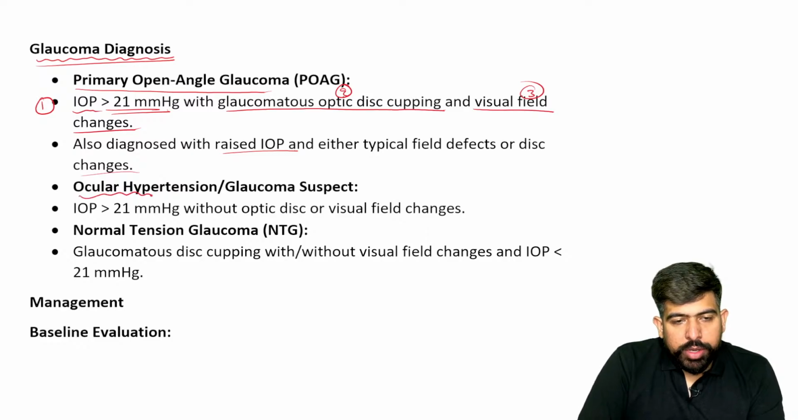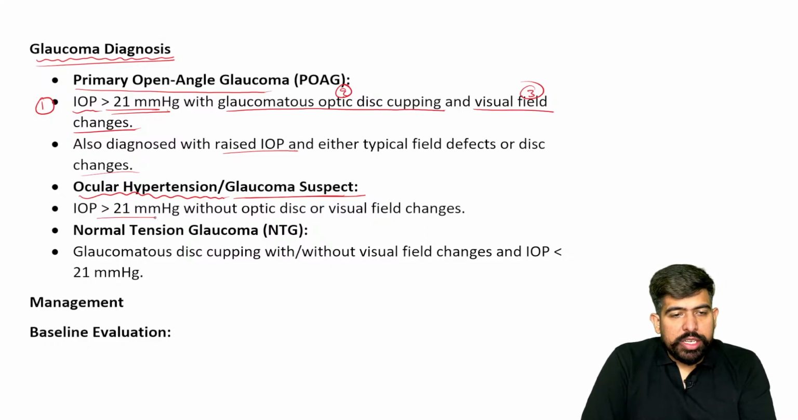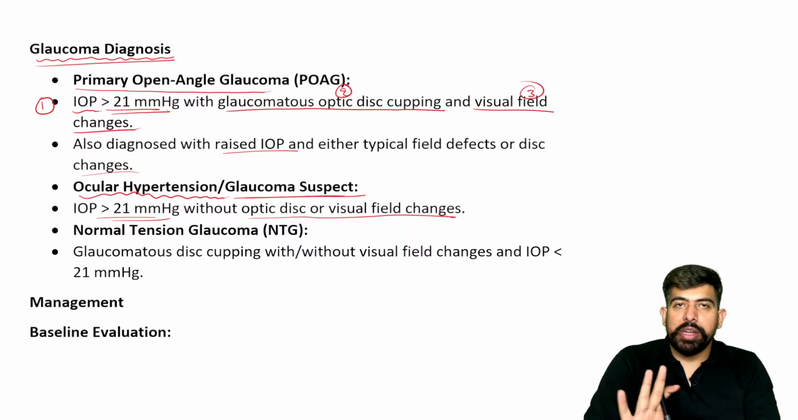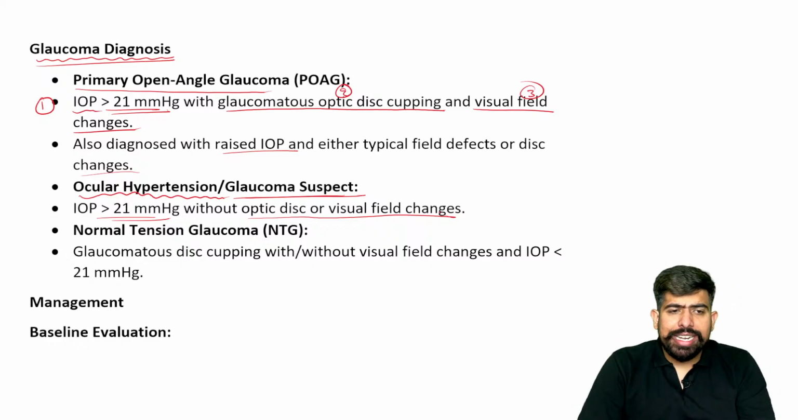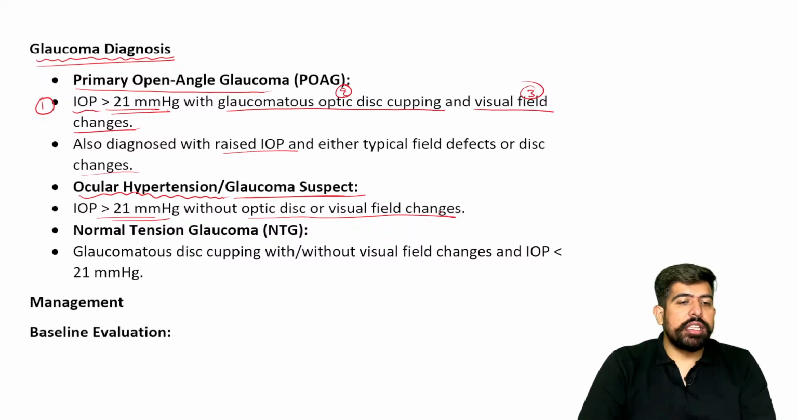And please remember, ocular hypertension is only a glaucoma suspicion, okay? If it is more than 20 mmHg without optic disc and visual field changes, we can say only ocular hypertension, right? If there is only an increase in intraocular pressure and no other signs are present, we don't say glaucoma. We just say ocular hypertension.